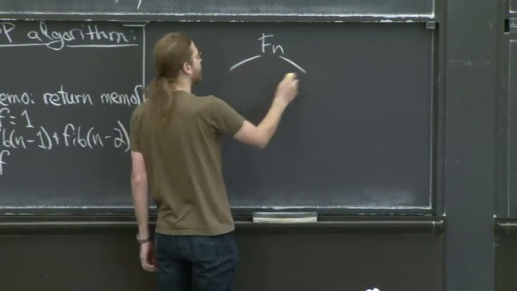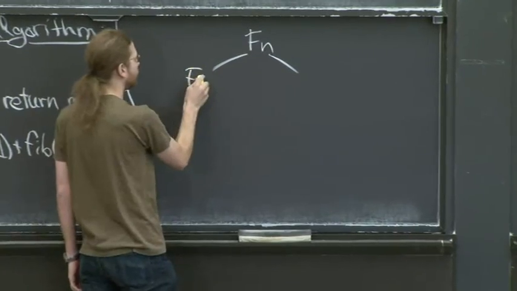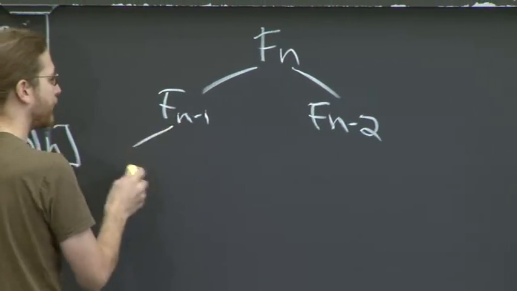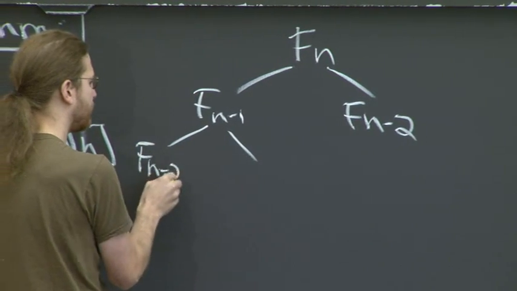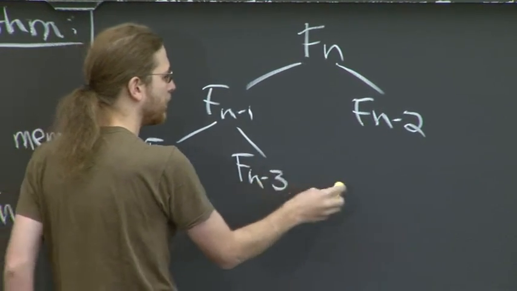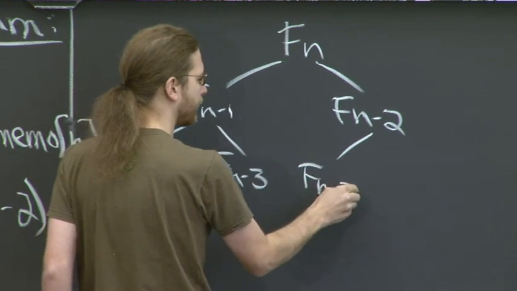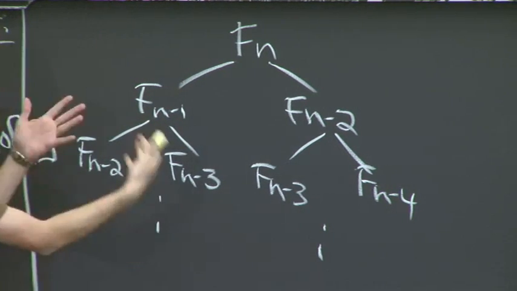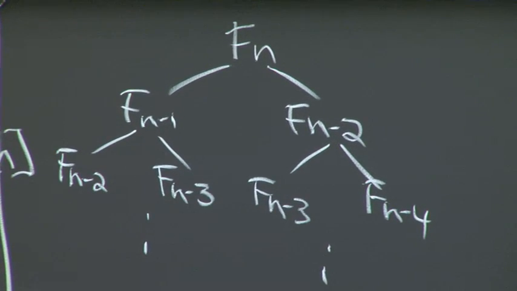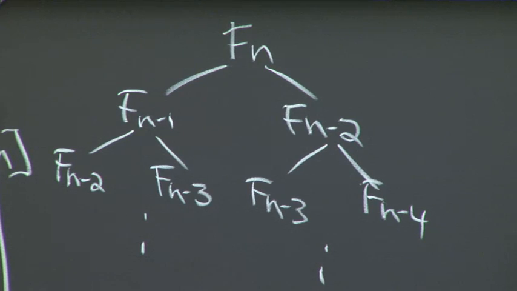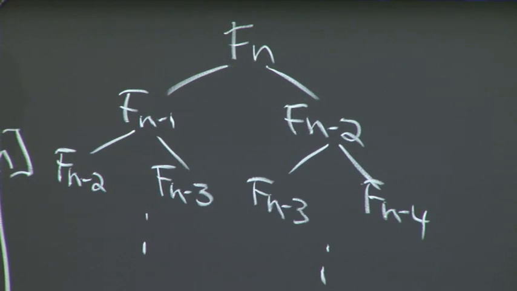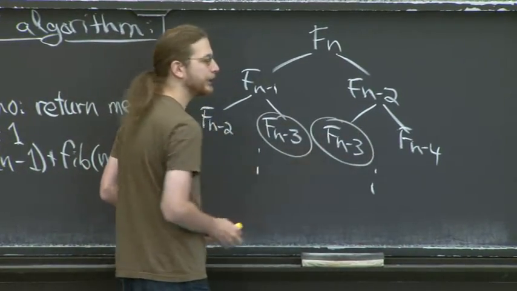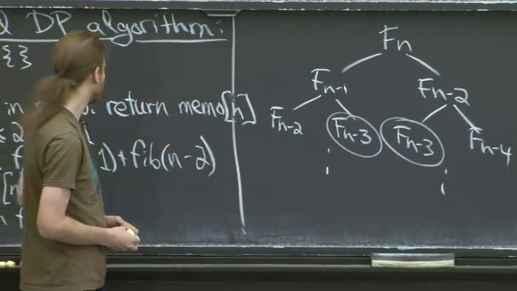So if you want to compute f n, in the old algorithm, we compute f n minus 1 and f n minus 2 completely separately. To compute f n minus 1, we compute f n minus 2 and f n minus 3. To compute f n minus 2, we compute f n minus 3 and f n minus 4, and so on. And you can sort of see why that's exponential in n, because we're only decrementing n by 1 or 2 each time. But then you observe, hey, these f n minus 3s are the same. I should really only have to compute them once. And that's what we're doing here.